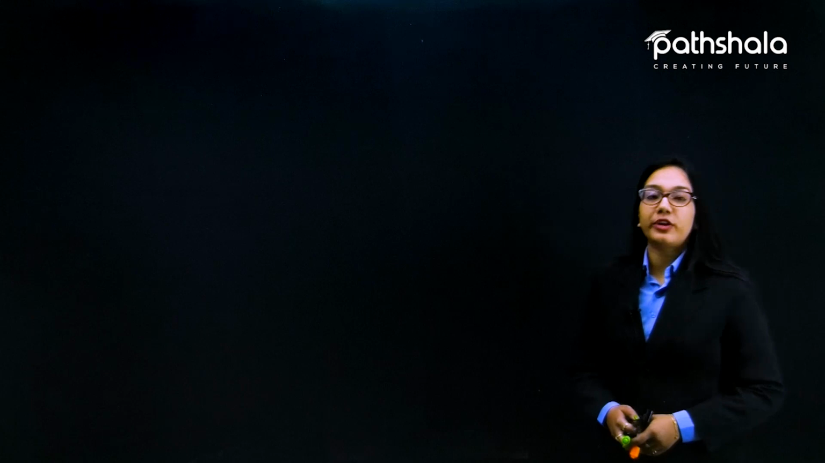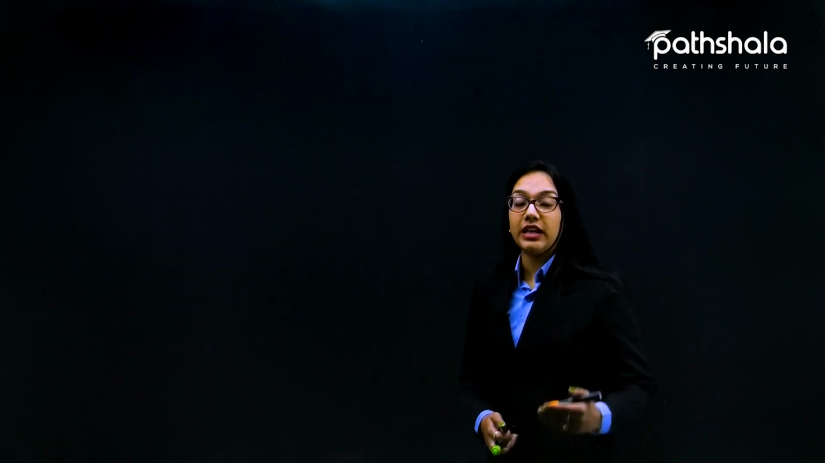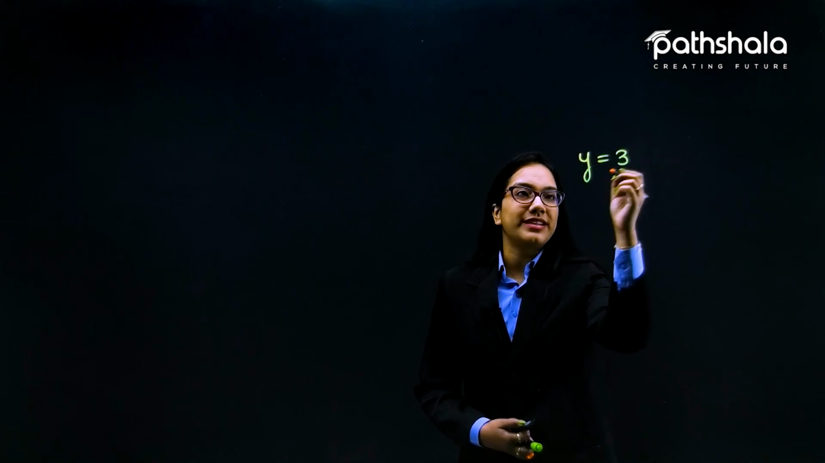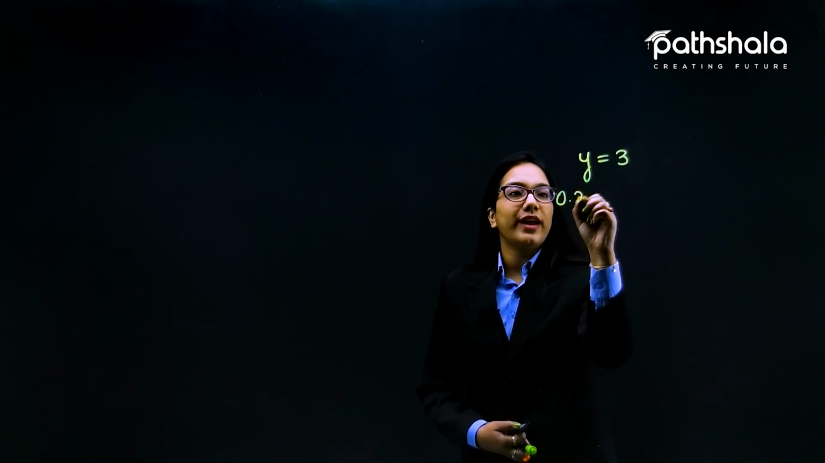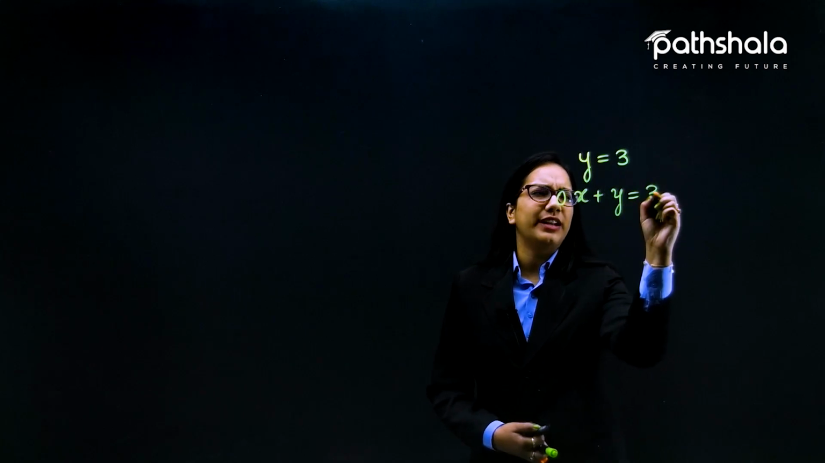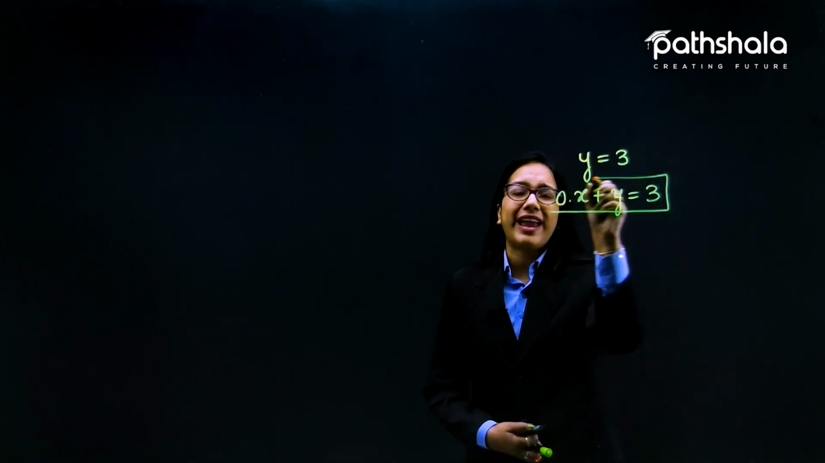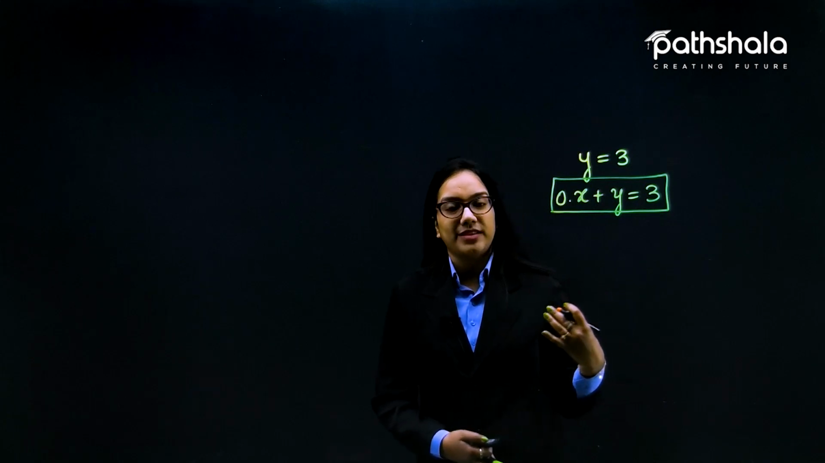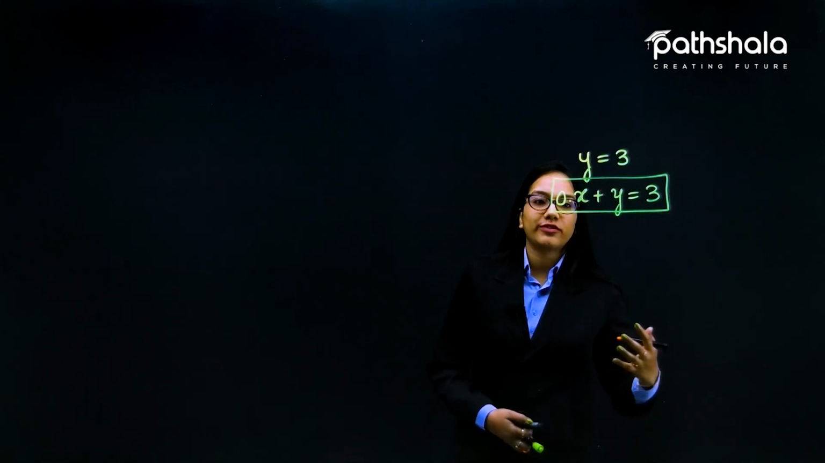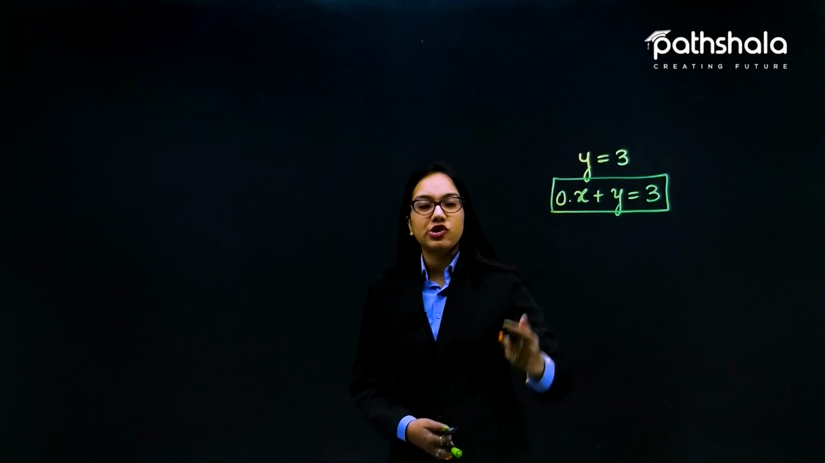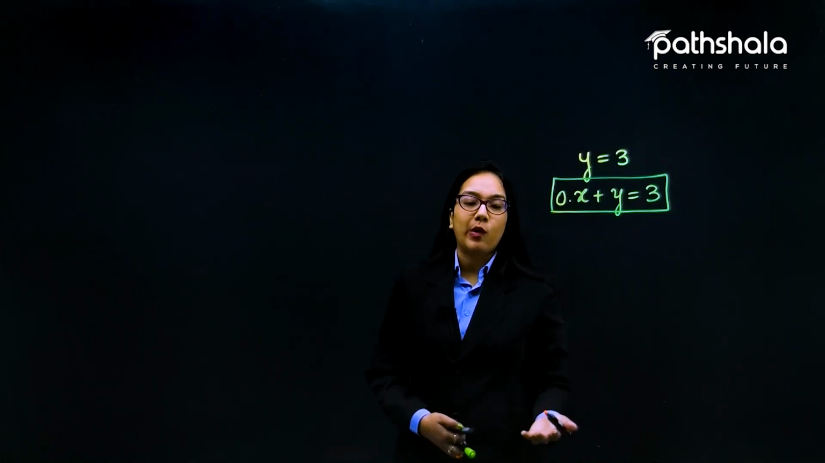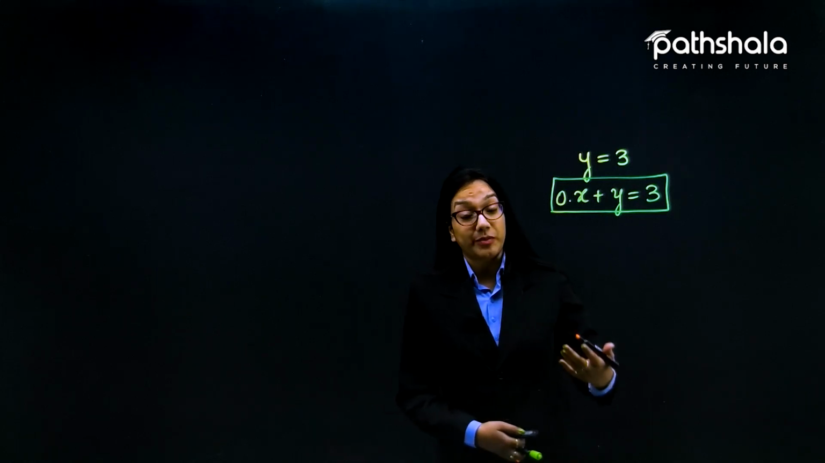Now let's talk about representing y = 3 on the Cartesian plane, because we are talking about representing it in two variables. As we know, y = 3 is represented as 0 into x plus y = 3. It means we can take any value of x. For any value of x, y will always remain 3. So we can find the solution of this equation: for x being 1, y remains 3; for x being 2, y remains 3, and so on.